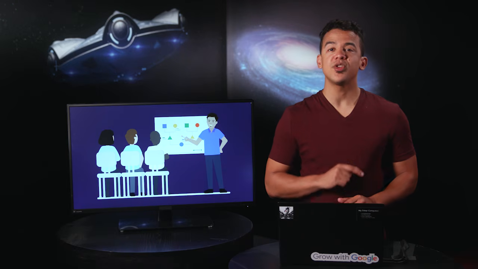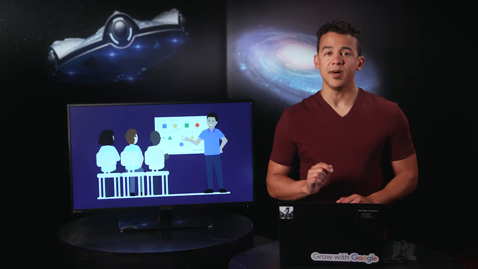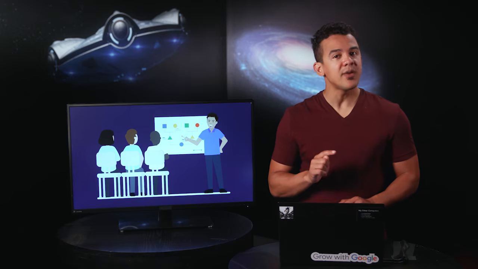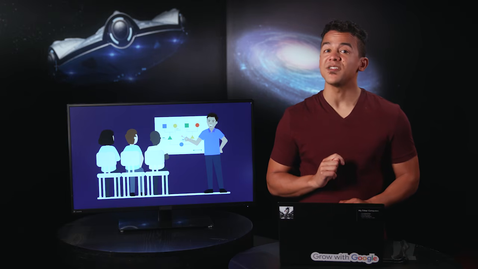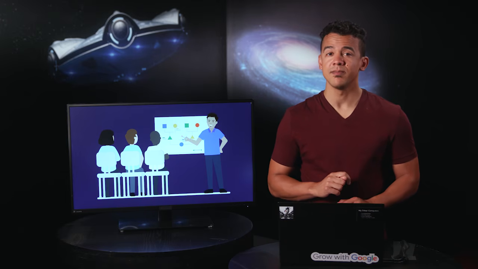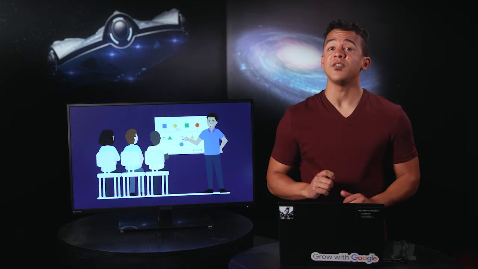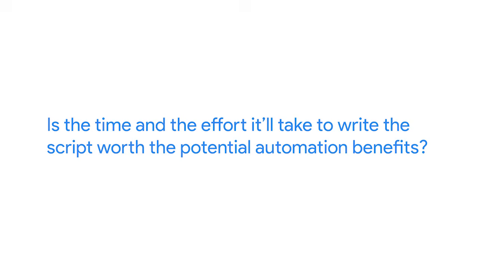Hands down, automation makes our lives a lot easier. But despite its many benefits, when automation is implemented without thoughtful design, it can cause some serious problems. Let's take a look at some ways that automation can fail and what we can do to avoid them. Any task or process we automate comes with a trade-off. Is the time and the effort it'll take to write the script worth the potential automation benefits?